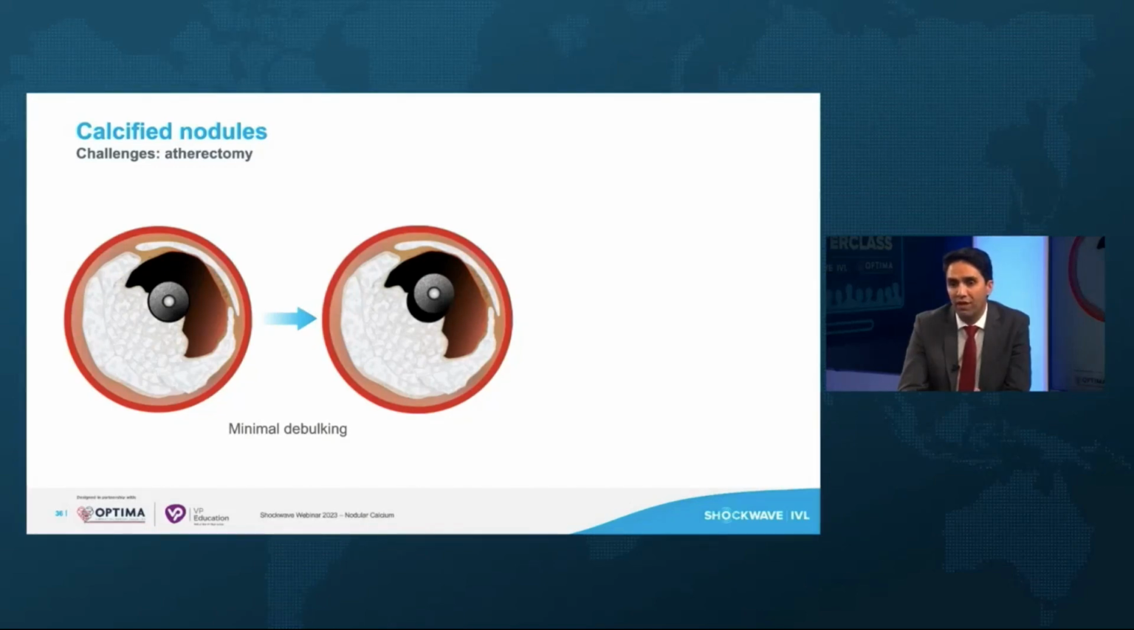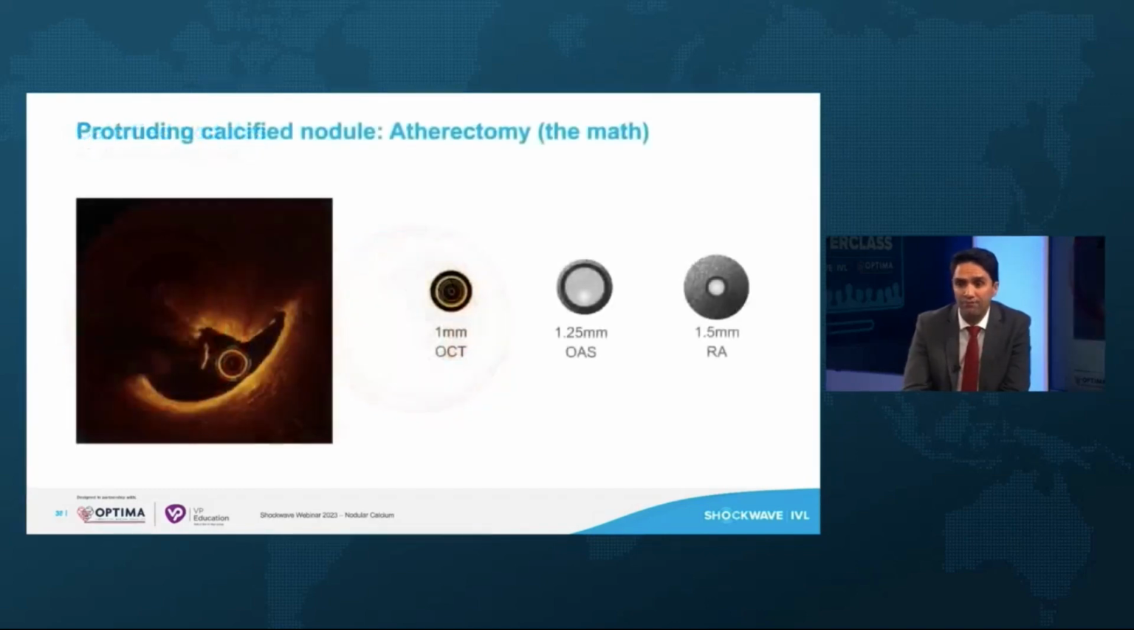This is a 1.5 millimeter burr. We know that nodules happen in vessels with large reference vessel diameters as a result of them being in the proximal vessel with large necrotic cores. And hence, the amount of debulking that we're actually getting by using atherectomy is really very modest, somewhere in the range of 10 to 15% of the nodule itself.